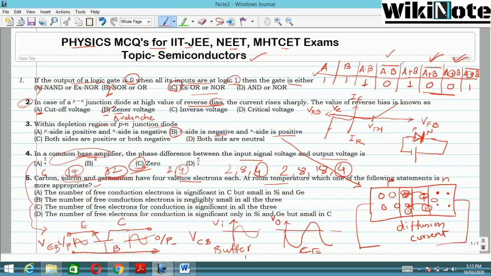So what we have to do, we have to go for the options. So I would like to check the options. The number of free conduction electrons is significant in C but small in Si and Ge. This is completely wrong. We will find some electrons in silicon as well as germanium, so we'll look for that answer. The number of free electrons is negligibly small, wrong. The number of free electrons for conduction is significant in all the 3, wrong. The number of free electrons for conduction is significant only in silicon and germanium but small in carbon. Yes, that should be your answer. Thank you, guys.